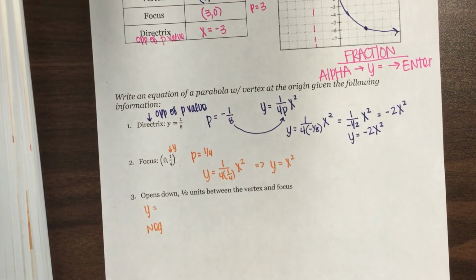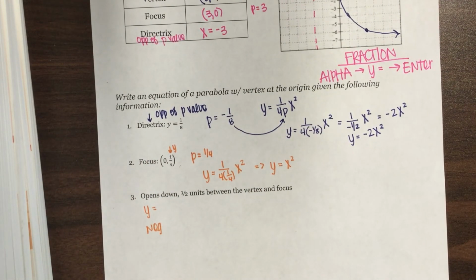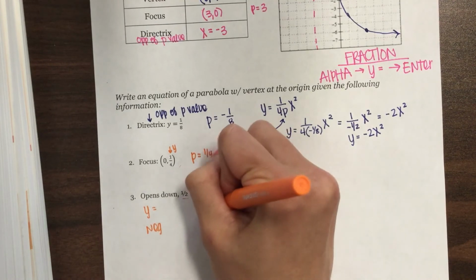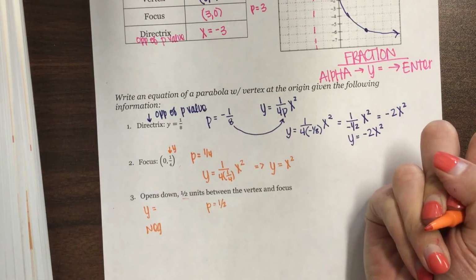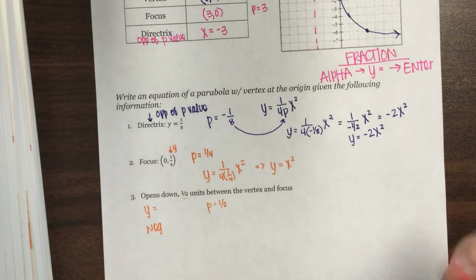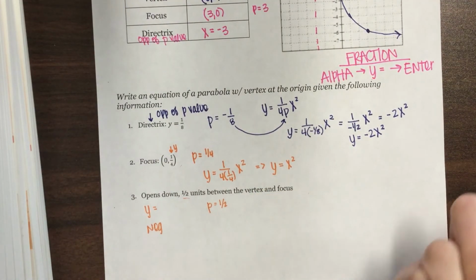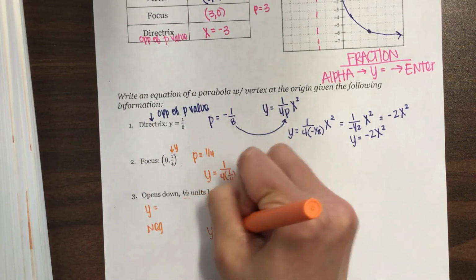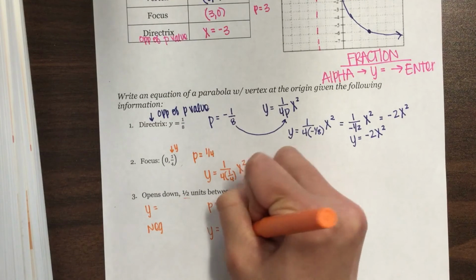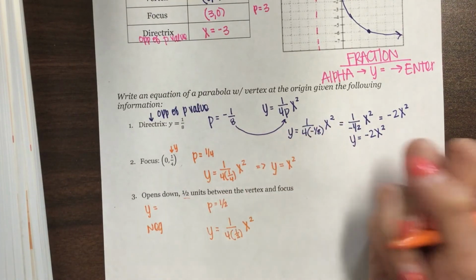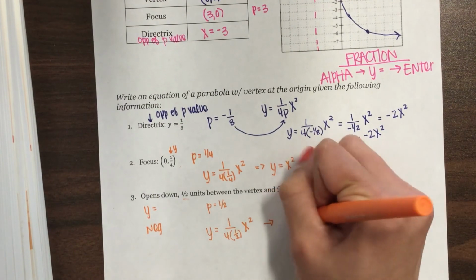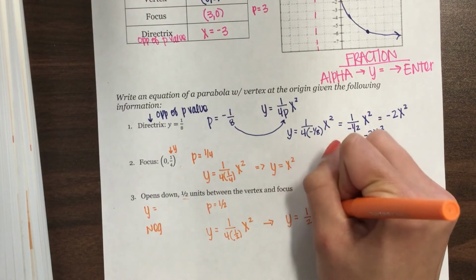Okay. This one, so it opens down, which means it's a y equals, and it's negative because it opens down. If it opens up or down, it's y equals. If it opens right or left, it's x equals. And then a half unit between the vertex and the focus. This means that p equals 1/2. So again, I'm just using this same equation because we're still using y equals. None of these were x equals. You are going to have some x equals on your homework. So this is going to be y equals 1/4 times 1/2 x squared. And then 4 times 1/2 is 2, so this is y equals 1/2 x squared.